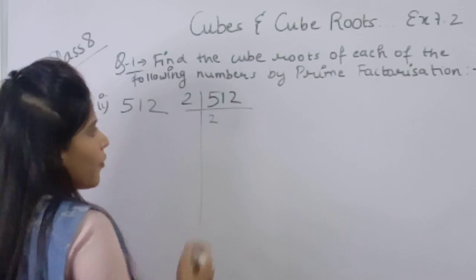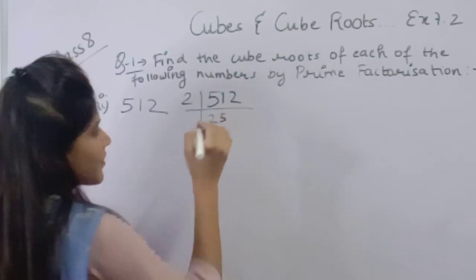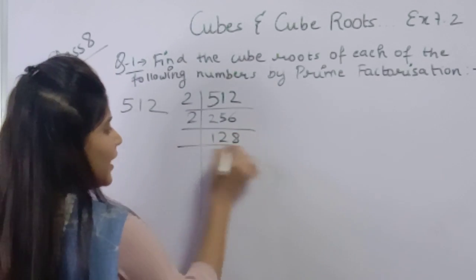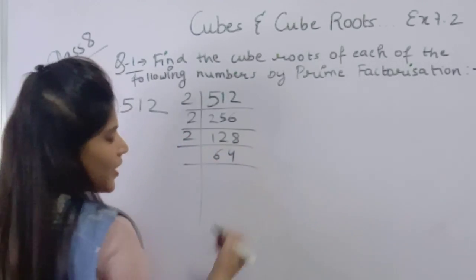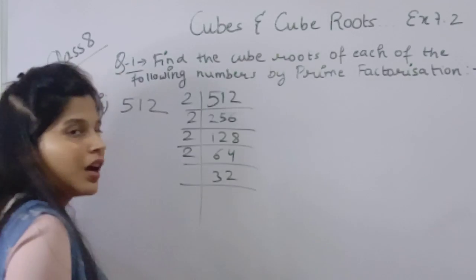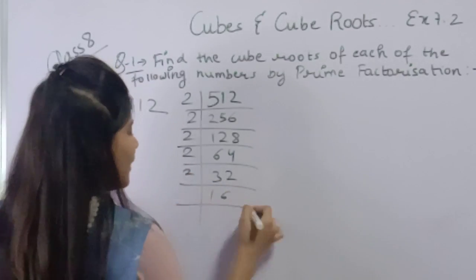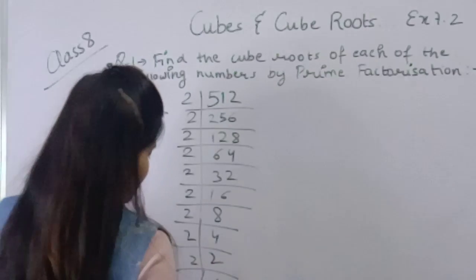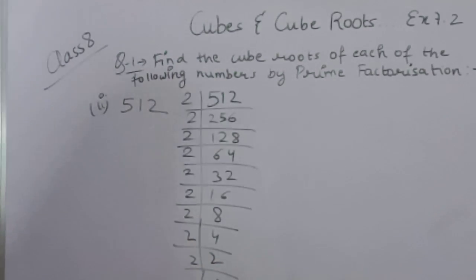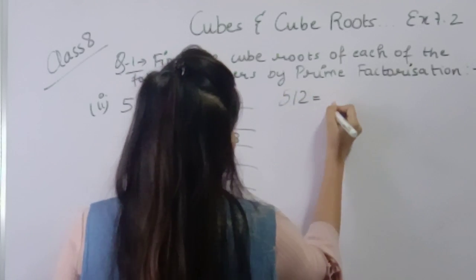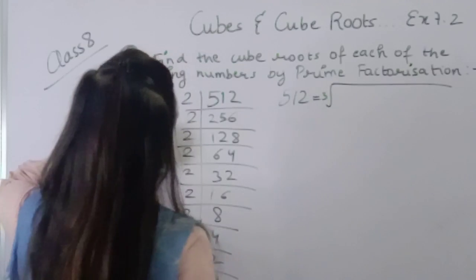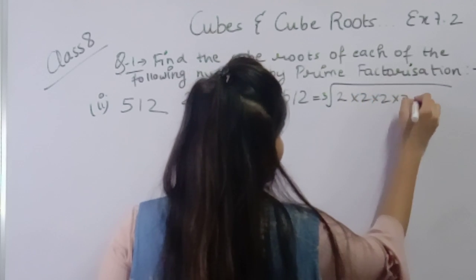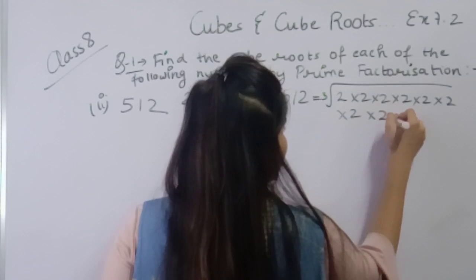2 2s are 4, 2 5s are 10, 2 6s are 12, 2 1s are 2, 2 2s are 4, 2 8s are 16, 2 6s are 12, 2 4s are 8, 2 3s are 6, 2 2s are 4, 2 1s are 2, 2 6s are 12, 2 8s are 16, 2 4s are 8, 2 2s are 4 and 2 1s are 2. So the factors of 512 are 9 times 2, that is 2 into 2 into 2 into 2 into 2 into 2 into 2 into 2 into 2.